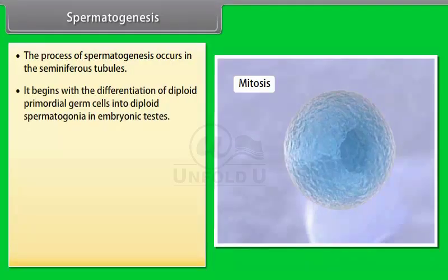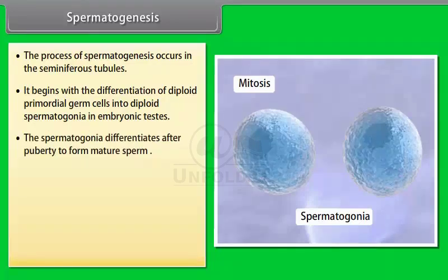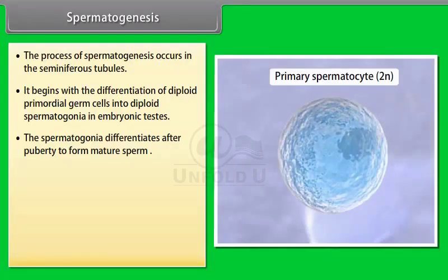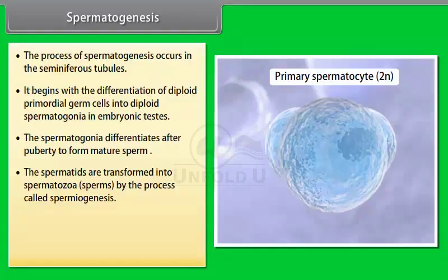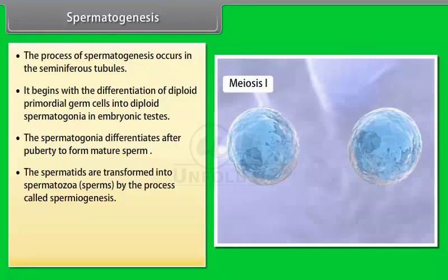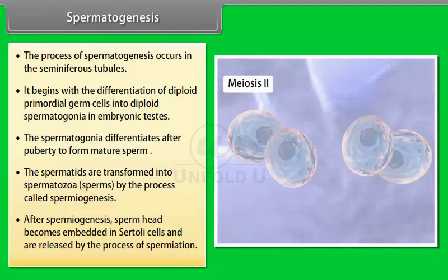It begins with the differentiation of diploid primordial germ cells into diploid spermatogonia in embryonic testes. The spermatogonia differentiates after puberty to form mature sperm as shown in the following diagram. The spermatids are transformed into spermatozoa or sperms by the process called spermiogenesis. After spermiogenesis, sperm heads become embedded in Sertoli cells and are released by the process of spermiation.